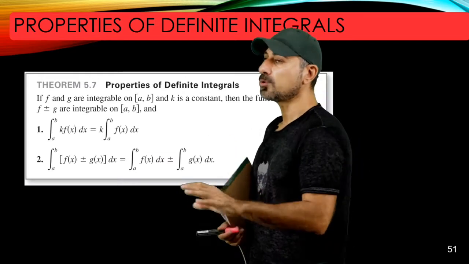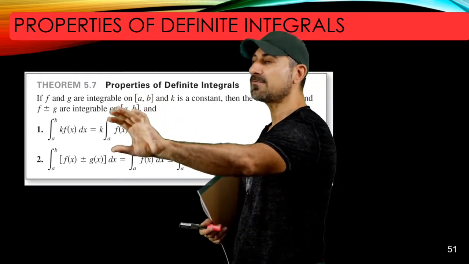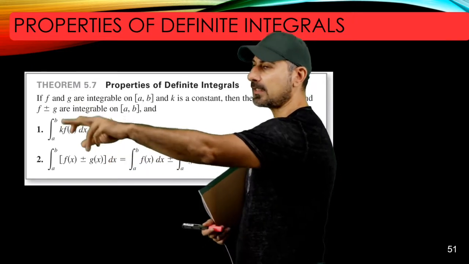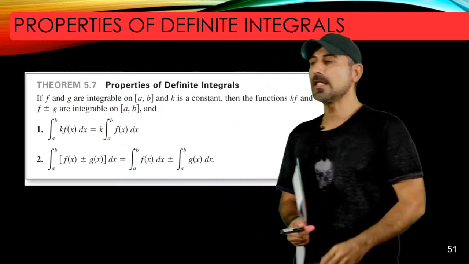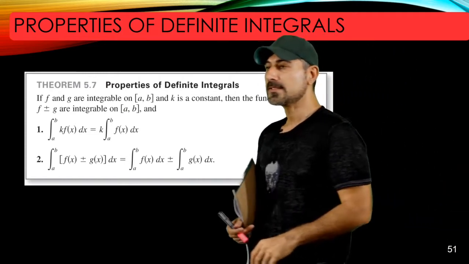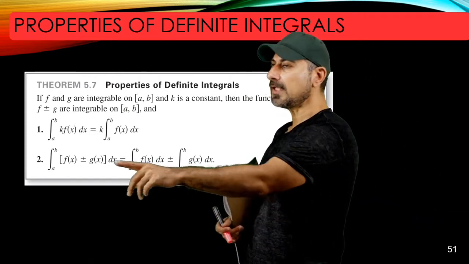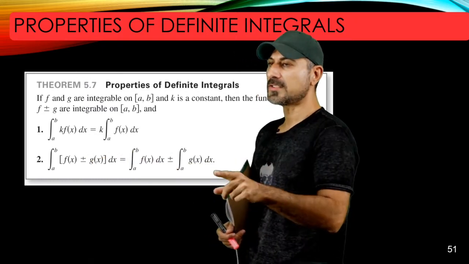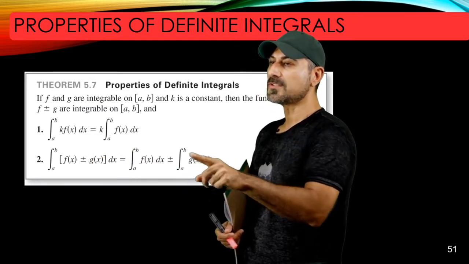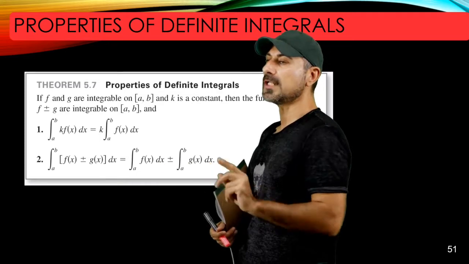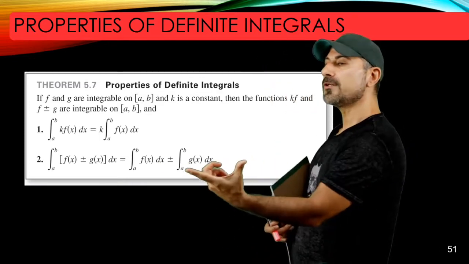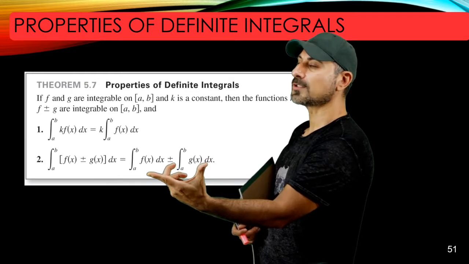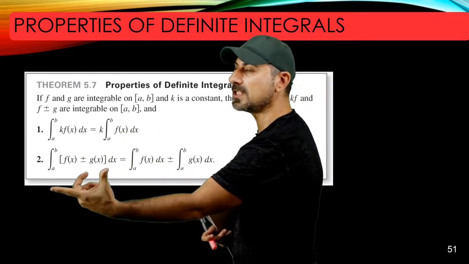So in other words, if you know the integral of f from a to b, all you're going to do is just multiply that by k, and that's the value of the integral of k times f of x dx. And same thing here, the integral of the difference or sum of these two functions is the difference or sum of those individual integrals of f and g. So if you know those integrals, all you're going to do is take the sum or difference of these values, and that would be the value of this integral.